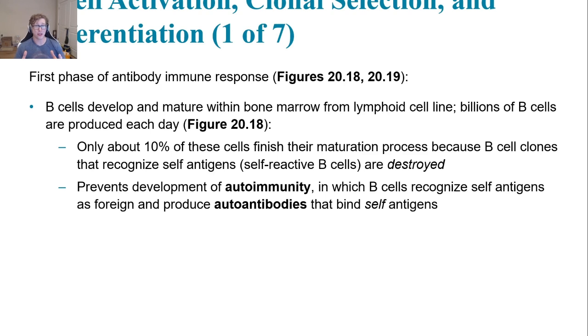Now, this is going to be talking about that immature B cell: where it comes from, how it matures, where it lives, and the process of becoming it. So, it develops in the bone marrow. Billions of B cells are produced a day, and only about 10% actually finish their maturation process. Remember, any self-antigen, or anything that the body can recognize as being found in the body, must be destroyed. The reason for this is if it's not, we're going to get autoimmune disorders, and that's when things start going wrong.